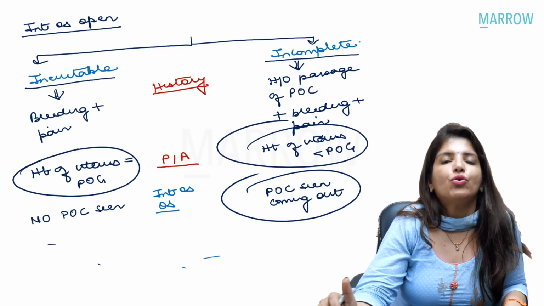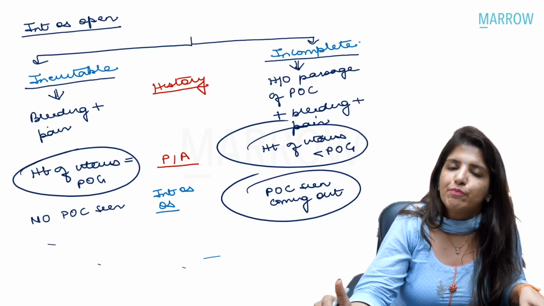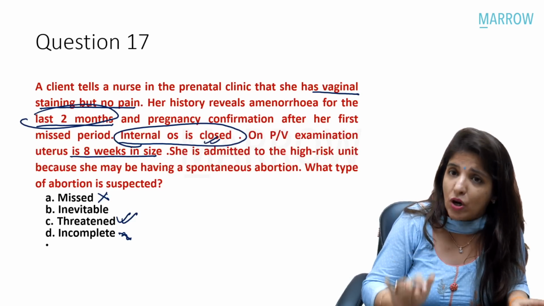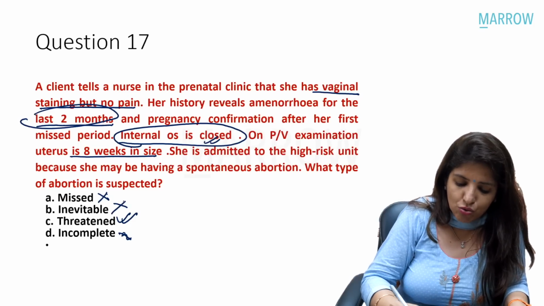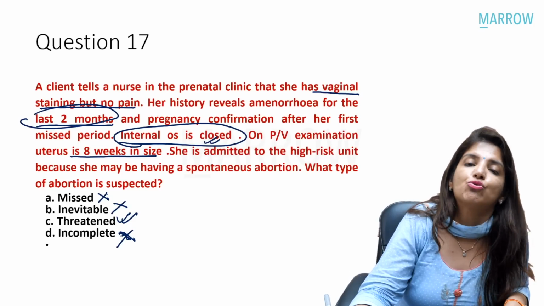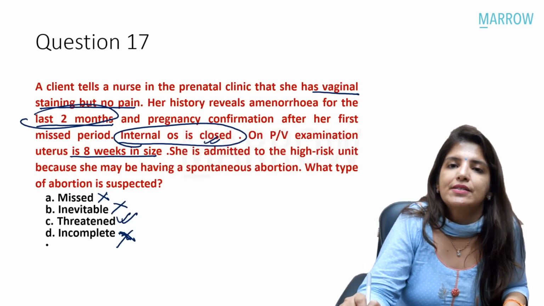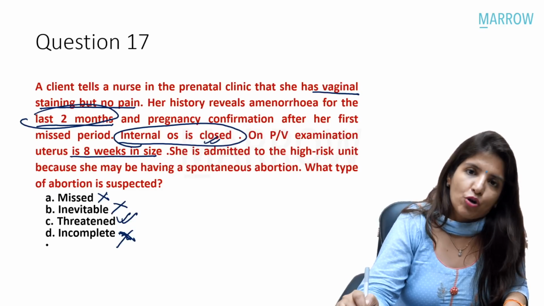So this is how you identify the various types of abortions, and this is very, very important in this question over here, because the internal os was closed, so it rules out inevitable abortion and it rules out incomplete abortion. So this particular case is a case of threatened abortion. Clear?